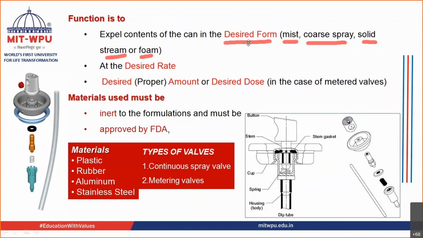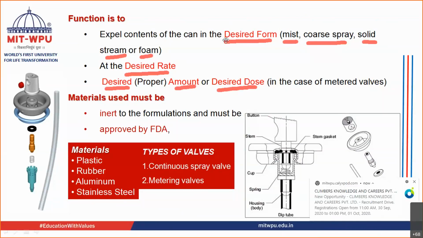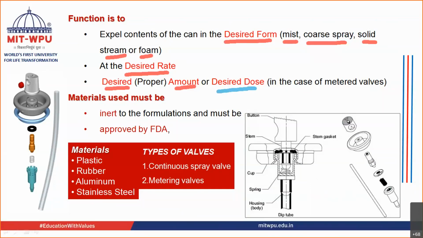So it should expel the content in the desired form, at the desired rate, and in the desired amount, that is the dose. So desired form, desired rate, and desired dose. These are achieved because of this valve assembly. As I told you, there are different materials that are being used. First of all, they should be inert, and they should be approved by FDA.